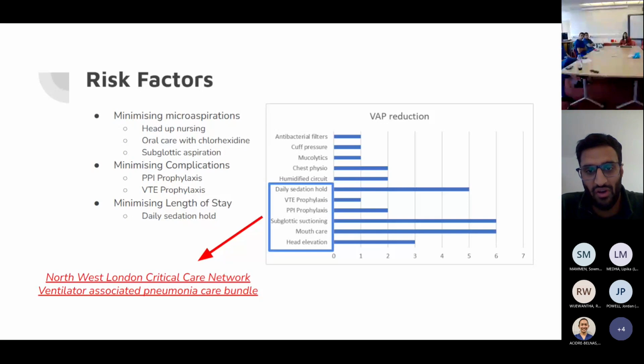But those ones that I first talked through, and those ones that are in the box there, those are high-powered interventions which have been proven to reduce VAPs, which have been grouped into this Northwest London ventilator-associated pneumonia care bundle. This is our VAP bundle that we should be adhering to, and all patients should be receiving those 6 interventions to reduce the prevalence of VAPs.